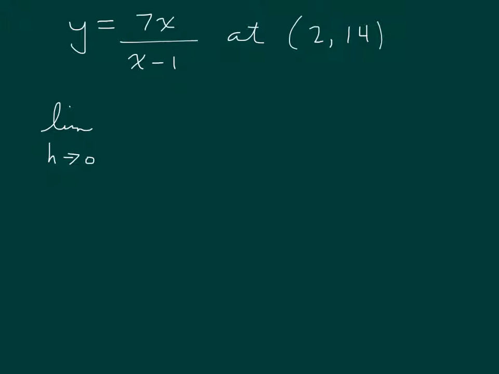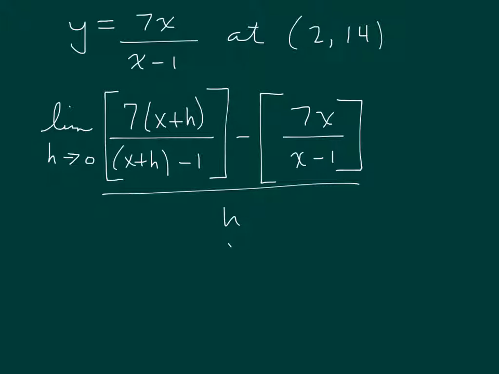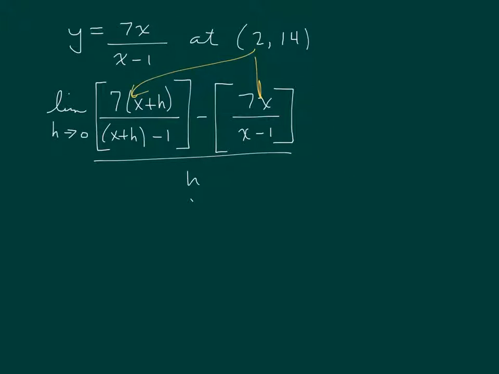Where I see an x, I'm going to plug in x plus h, and where I see an x, I'm going to plug in an x. And of course all of this is over h. Now, this is where I said it doesn't matter. You could either plug in x's now, or you can wait till the end, because eventually you're going to have to plug it in. But let's go ahead and just plug in.